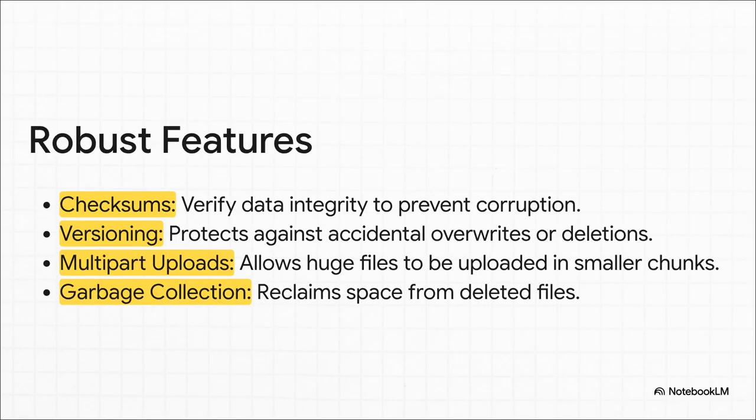But wait, there's more. It doesn't stop there. Layers of really smart features make the whole system truly robust. Checksums act like a digital fingerprint to make sure your data doesn't get corrupted. Versioning is basically your undo button, protecting you from accidentally deleting something important. Multi-part uploads are for those giant files, letting you upload them in smaller chunks so a dropped connection doesn't mean you have to start all over again. And garbage collection is the system's janitor, constantly tidying up and reclaiming space. Every single one of these is another brick in this incredibly resilient wall.